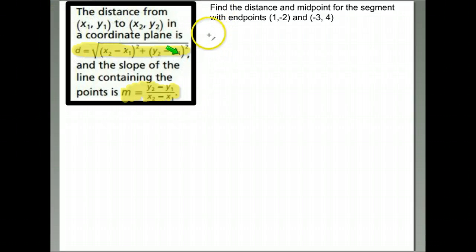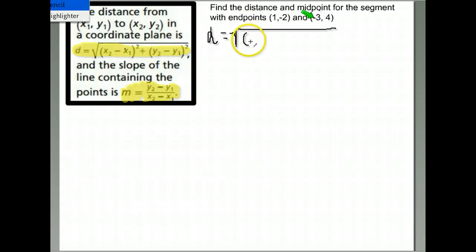Okay, so here we go. Let's use the formula. The distance is equal to the square root of x2. Now x2 means the x from our second point. Remember, all points are x comma y. So here's our second point, and the x is the first coordinate, so -3 is what we put first. Minus the x from our first point. The x value is 1, so minus 1. Then it says to put squared, and a plus.